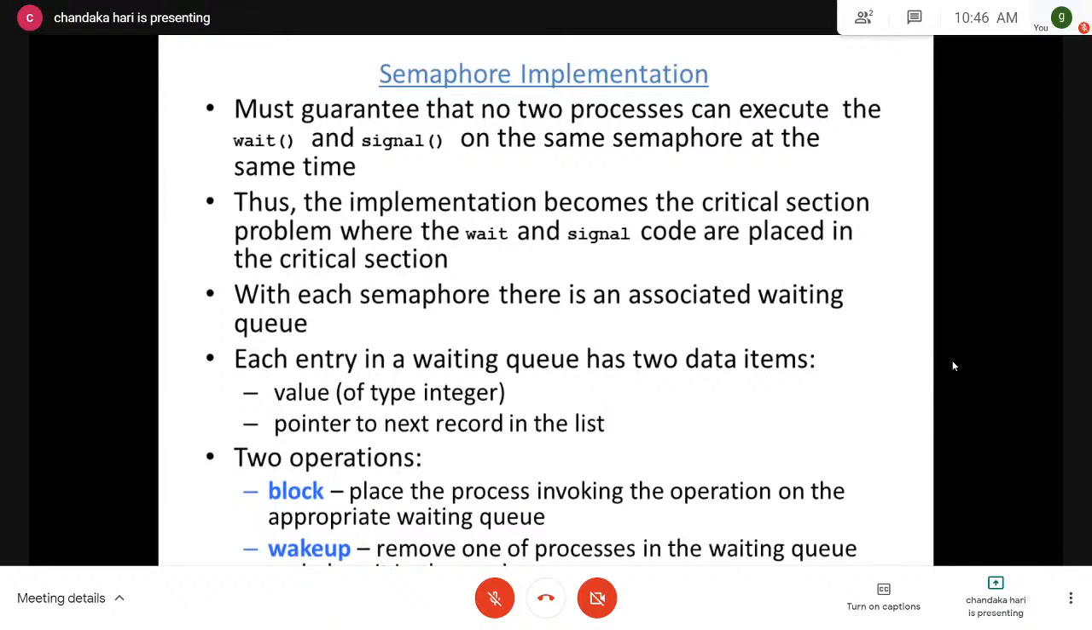This can be done by using a counting semaphore. You know what a counting semaphore is? It is where the semaphore value is an unrestricted domain. Whereas in the case of a binary semaphore, the semaphore value always lies between 0 and 1.